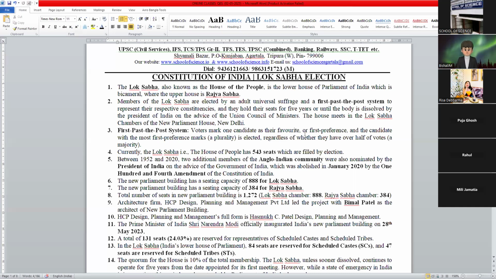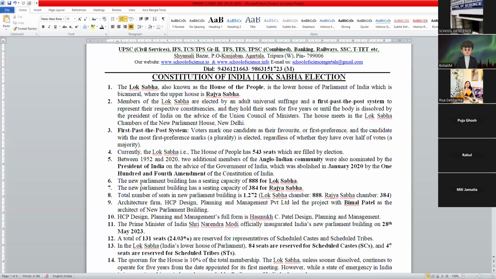Point number 5. Between 1952 and 2020, 2 additional members of the Anglo-Indian community were also nominated by the President of India on the advice of the Government of India, which was abolished in January 2020 by the 104th Amendment of the Constitution of India. Point number 5 is very important.